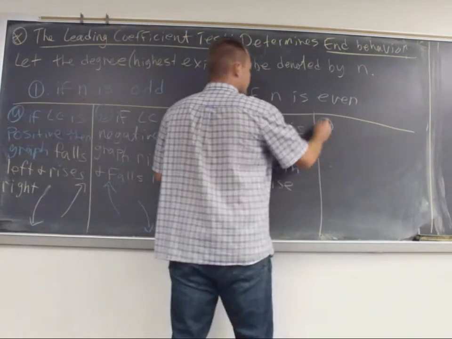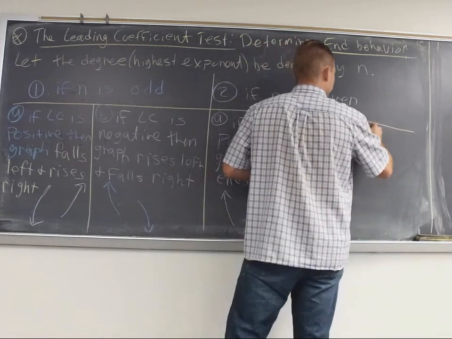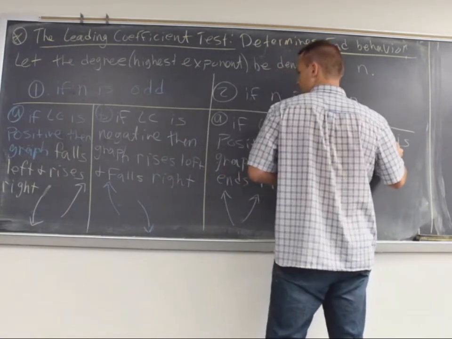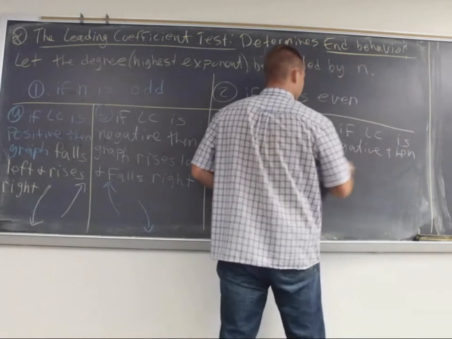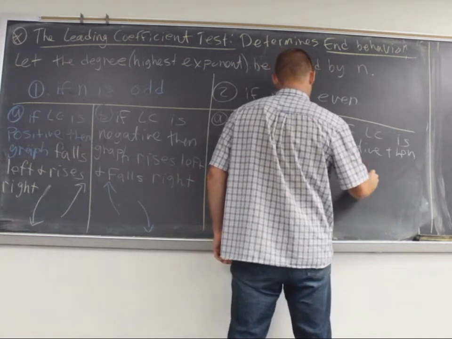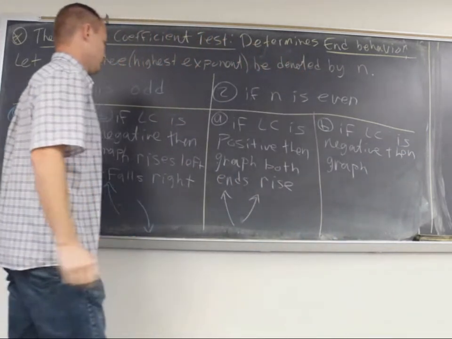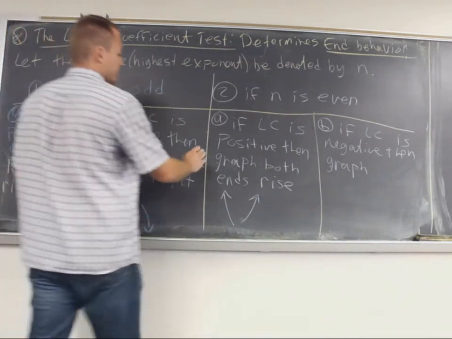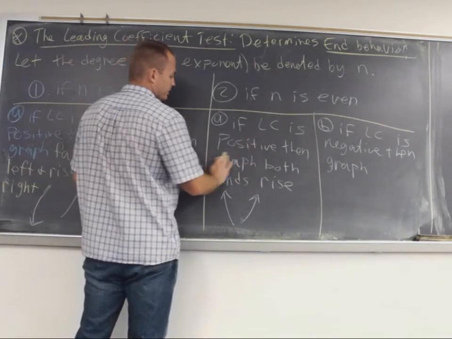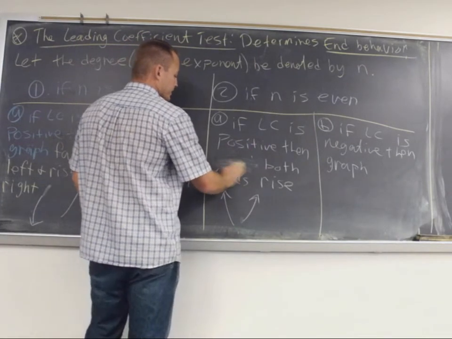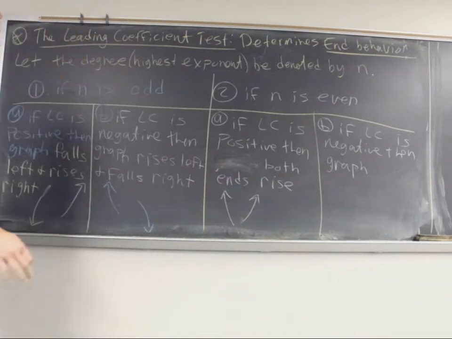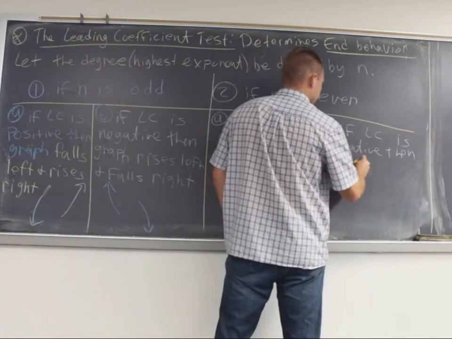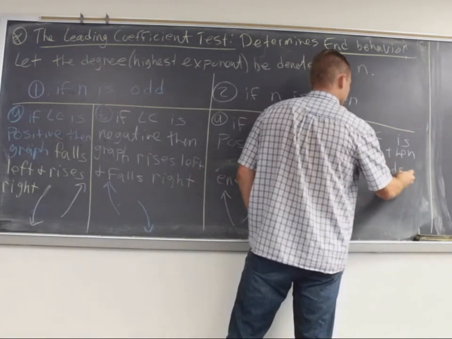Part B, if LC is negative, then the graph both ends fall. So if the LC is negative, then both ends fall.